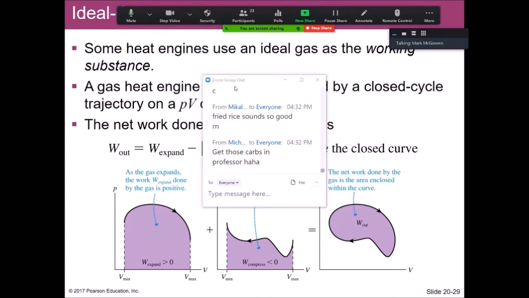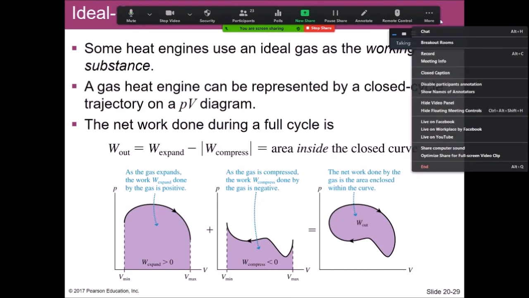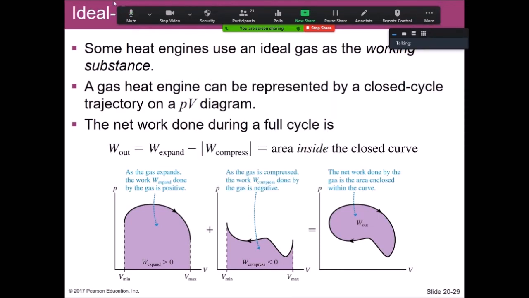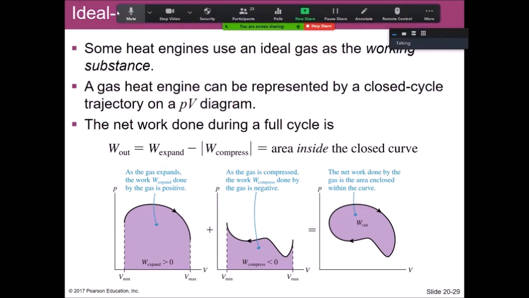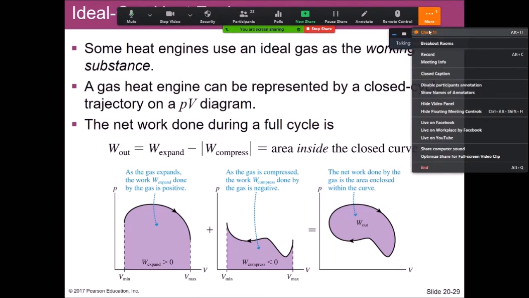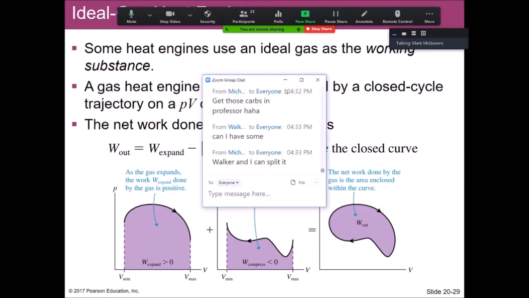All right, anyway. All right, so in this process here, we have all kinds of things that can work. And in the last example, it probably was a fluid of some kind.